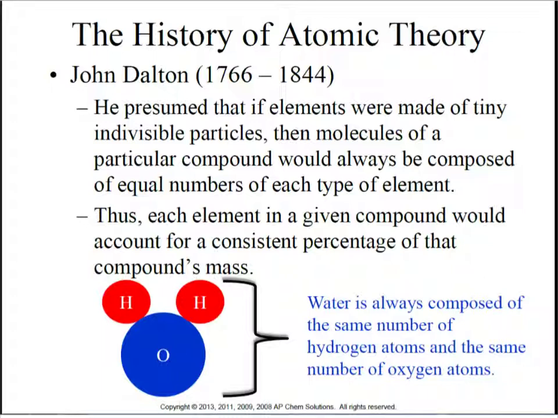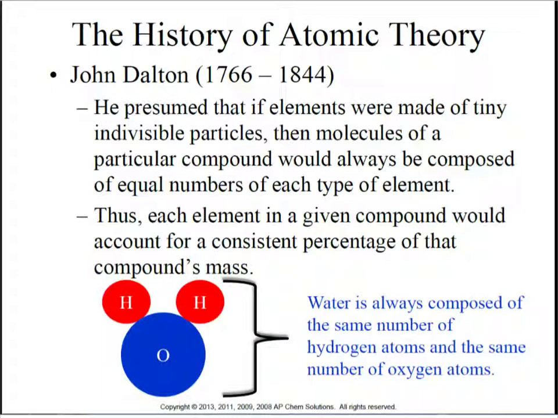Then there's my boy John Dalton, a fellow teacher, who put it all together. So he proposed the idea, actually it was a set of ideas that we call the atomic theory now. He presumed that if elements were made of tiny indivisible particles, that's what Democritus said, then molecules that have a certain percentage by mass would always be composed of equal numbers of each type of element. Thus, each element in a given compound would account for a consistent percentage of that compound's mass.